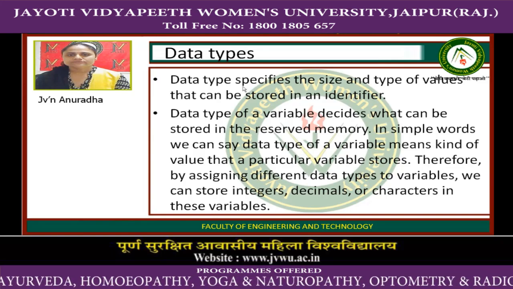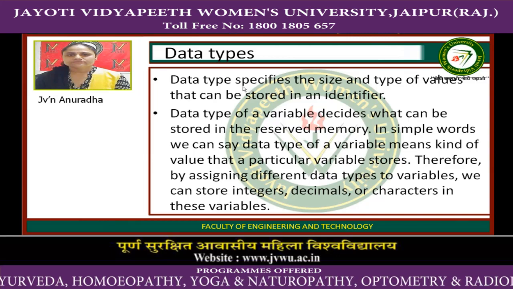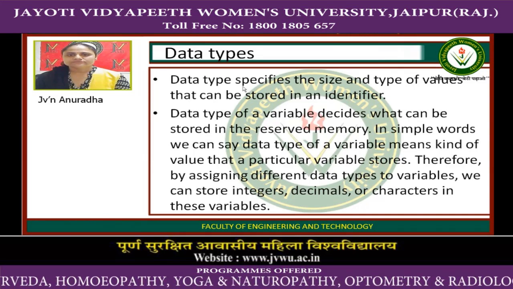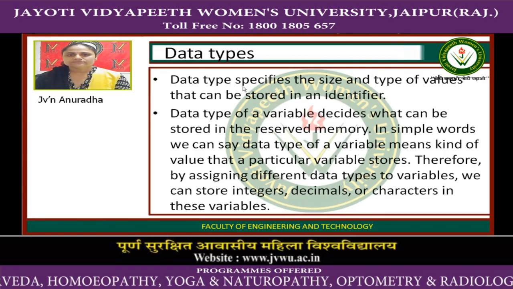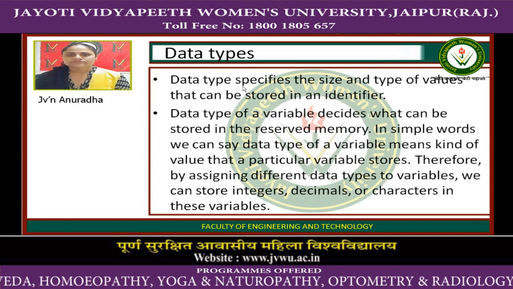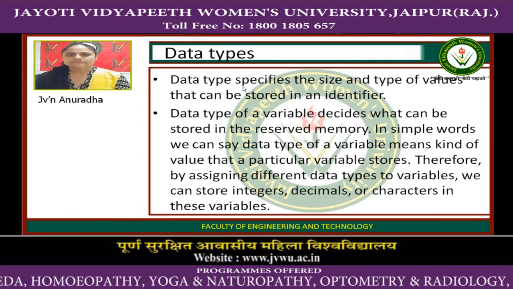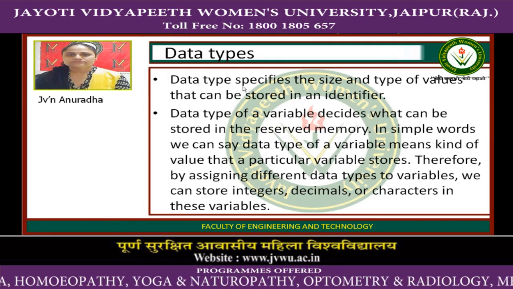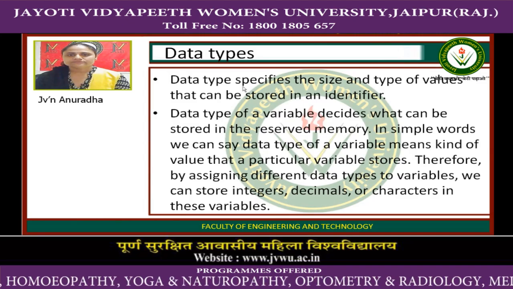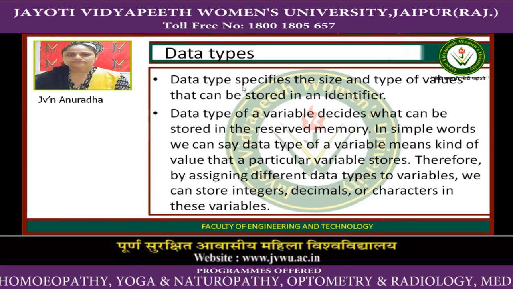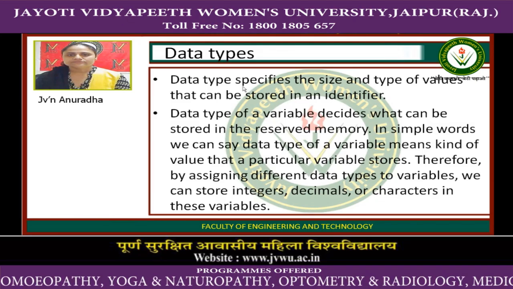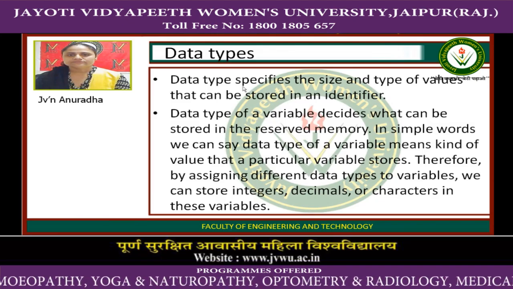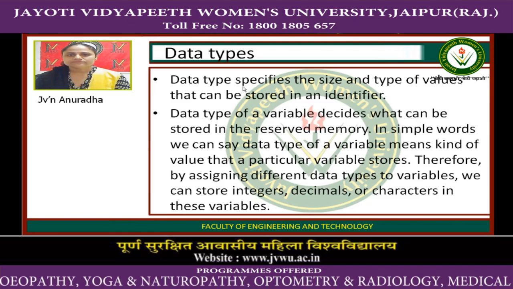Variables are nothing but reserved memory locations to store values. This means that when you create a variable, you reserve some space in the memory. The data type of a variable decides what can be stored in the reserved memory. In simple words, the data type of a variable means the kind of value that a particular variable stores. Therefore, by assigning different data types to variables, we can store integers, decimals, and characters in these variables.